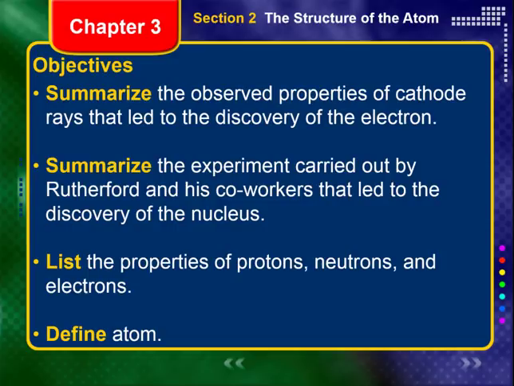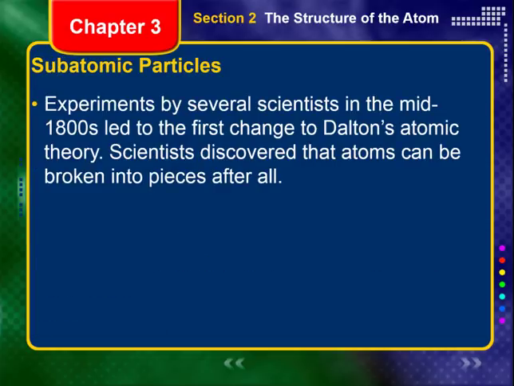We're going to move on to section two here, but it's all within the first part of your video lecture. So starting with section two, talking about the structure of the atom, you're going to have to summarize the observed properties of cathode rays that led to the discovery of the electron, summarize the experiment carried out by Rutherford and his co-workers that led to the discovery of the nucleus, and list the properties of protons, neutrons, and electrons, and then lastly, define atom. So here we go.